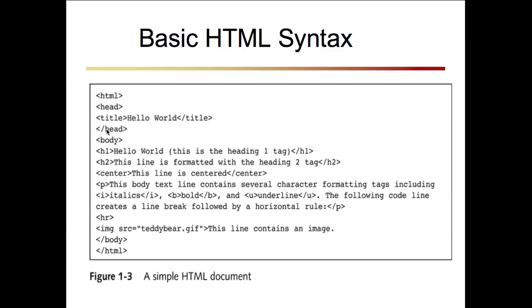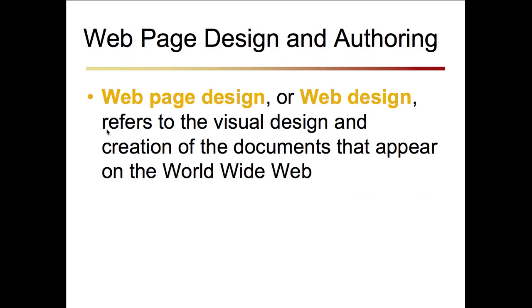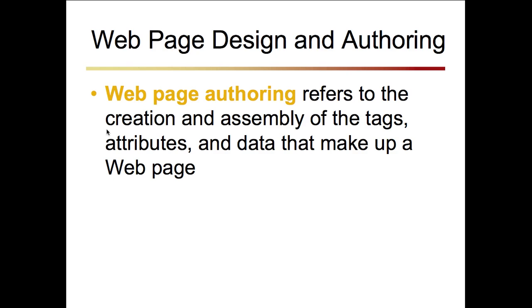So anyway, my point is be conservative, yet be useful. And so you'll be creating tags, style tags with setting attributes on certain things. So we have web page design and authoring. The web page design is what a web designer does. It refers to the visual design, creation of the documents that appear on the internet. The web authoring refers to the creation or assembly of the tags.